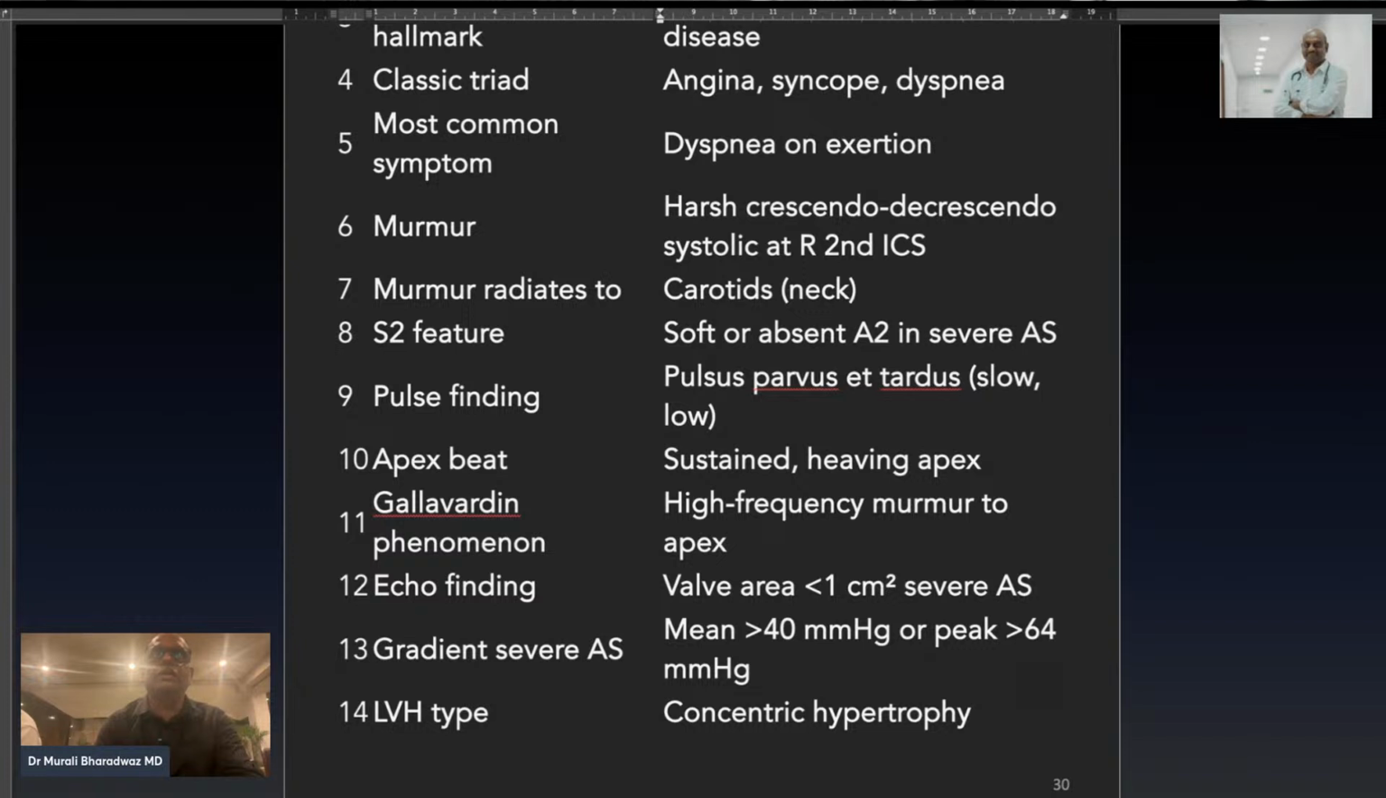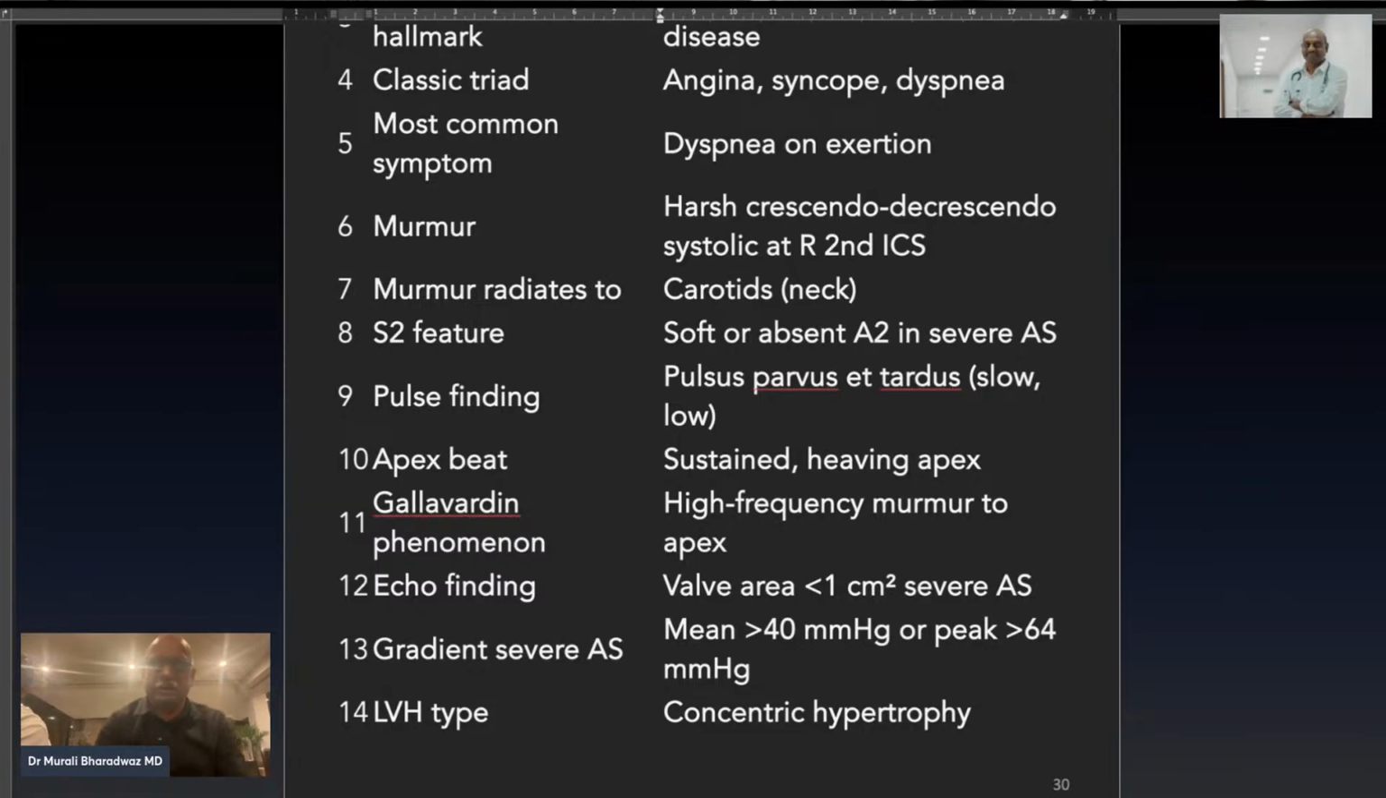The second heart sound can be affected depending on severity. In mild to moderate cases, S2 may be normally split, but in severe cases, the aortic component may be delayed and merged, resulting in a single S2. A2 and P2, both of them get merged.